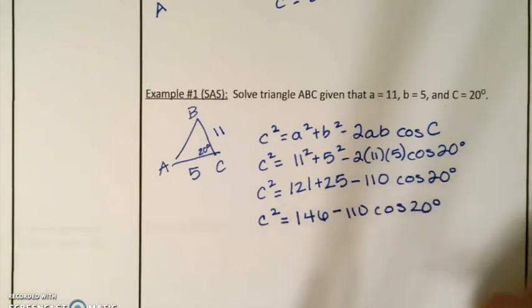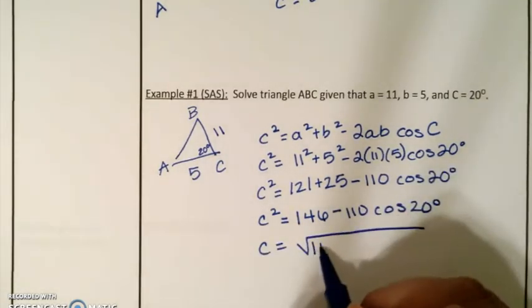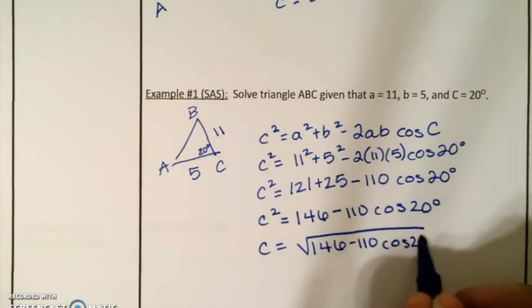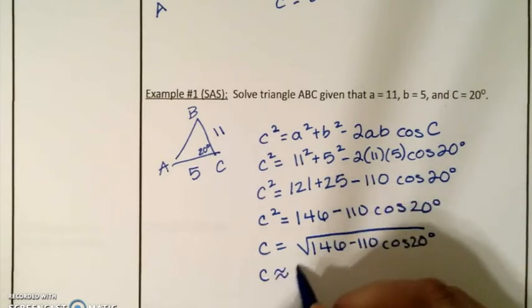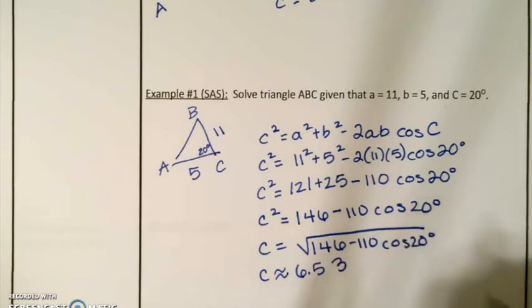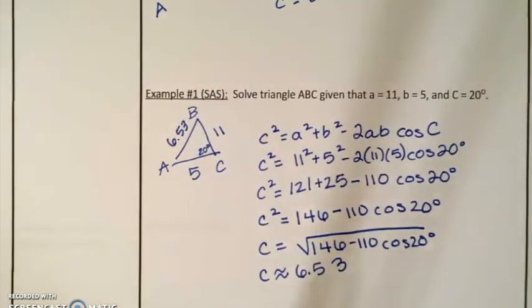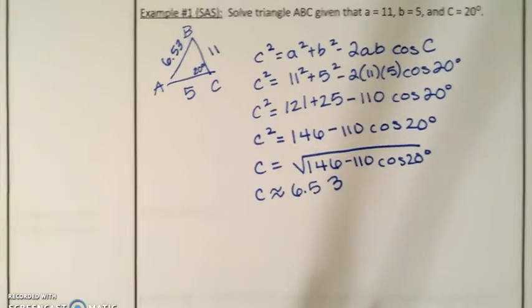We're looking for the value of c, so we can say c equals the square root of 146 minus 110 times the cosine of 20 degrees. Plugging that into a calculator, we'll find that c is approximately 6.53. So that's the length of side c. Now that we have all three side lengths and one angle measure, we can use either the law of cosines or the law of sines from the last section to calculate one of the other angle measures.